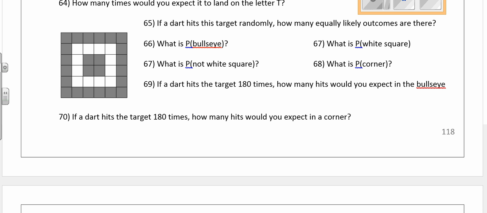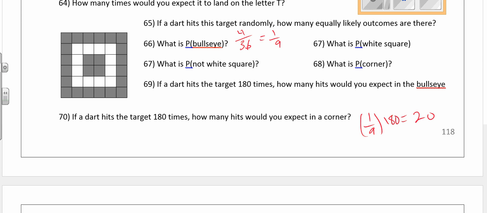All right, this is a case of geometric probability. If a dart hits this target randomly, how many equally likely outcomes are there? Well, we can see that there's 36 by counting all the spaces. So if someone asks us, what is the probability of getting a bullseye, we would say, well, there's 4 squares in the bullseye. And there's a total of 36 total squares. So 4 bullseye squares divided by 36 total squares we could hit would reduce to a probability of 1/9, which again, you could express as a decimal or fraction, or as a percentage.